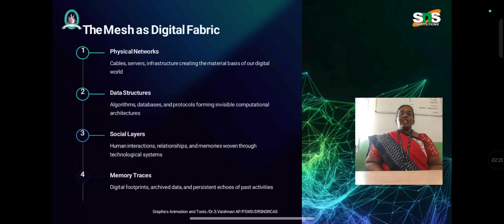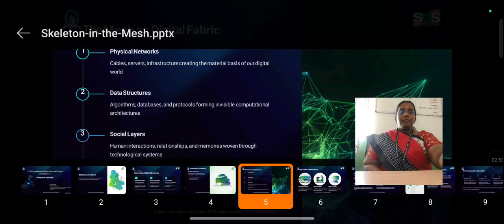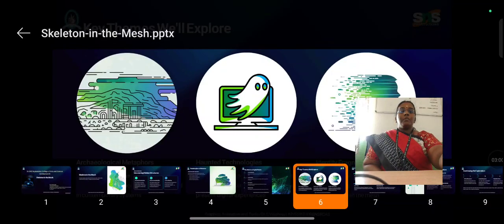Fourth one is social layers. Fifth one is memory traces. The physical network connects with the cables, sensors, and also infrastructure, creating the material of our digital world. Second one is the data structure. It applies algorithms and also databases, the product of invisible computational architecture. Social layers is nothing but the human interaction. Fourth one is the memory traces, where the digital footprints are created. This is a sample image of a mesh.